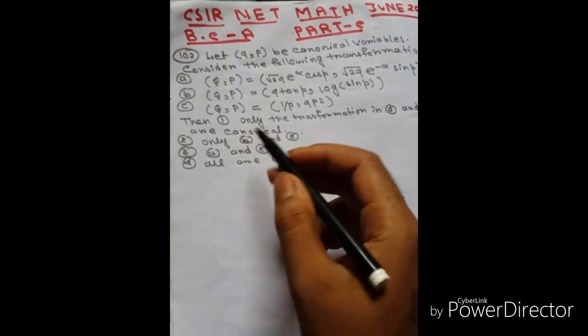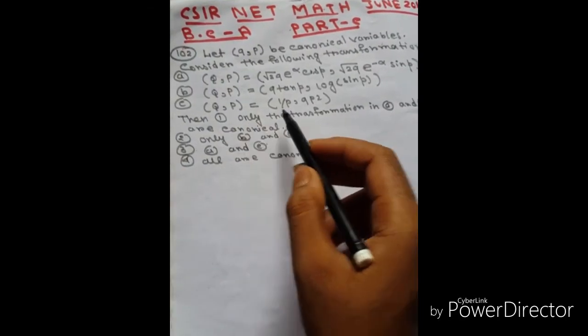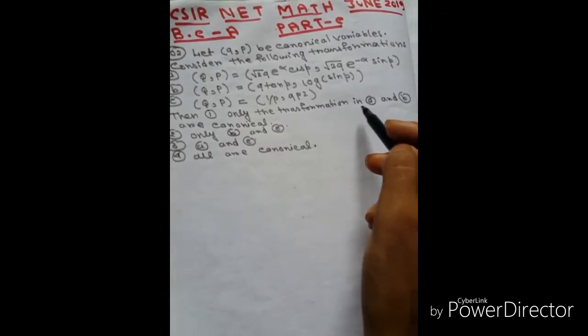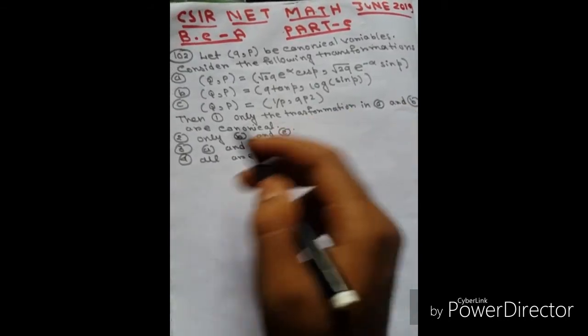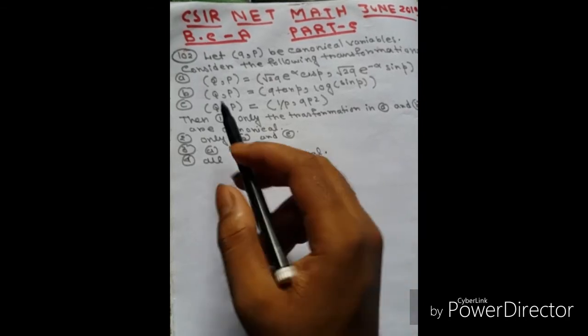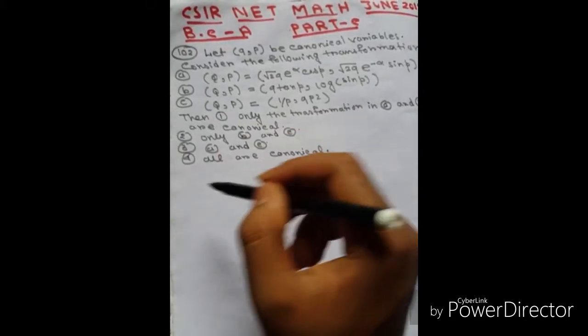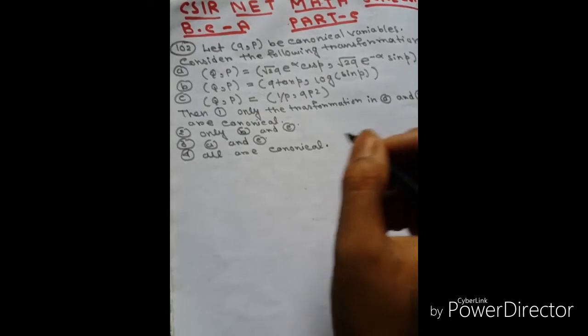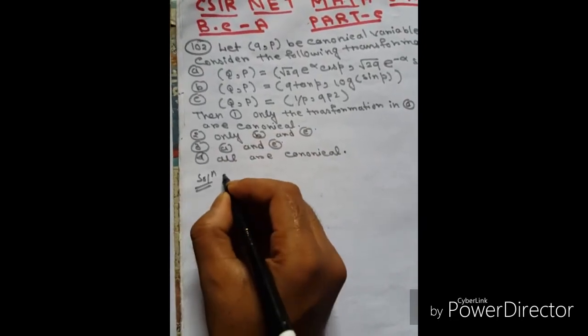Then, option 1: only the transformations A and B are canonical; option 2: only B and C are canonical; option 3: only A and C are canonical; option 4: all are canonical. So now the solution of this problem.